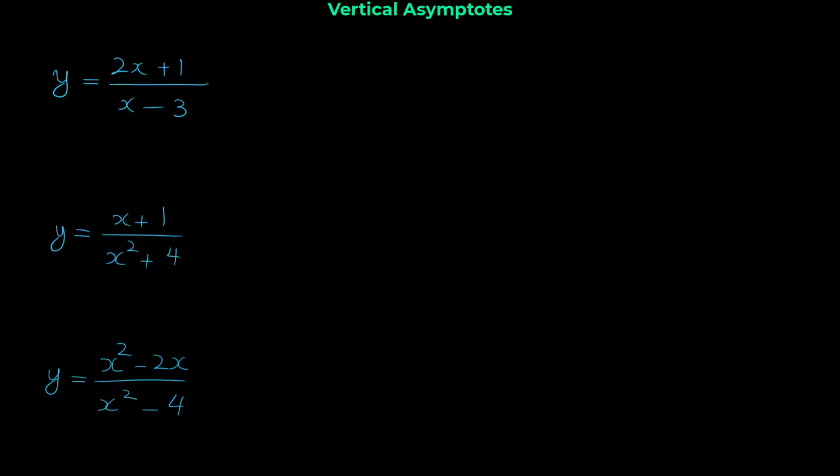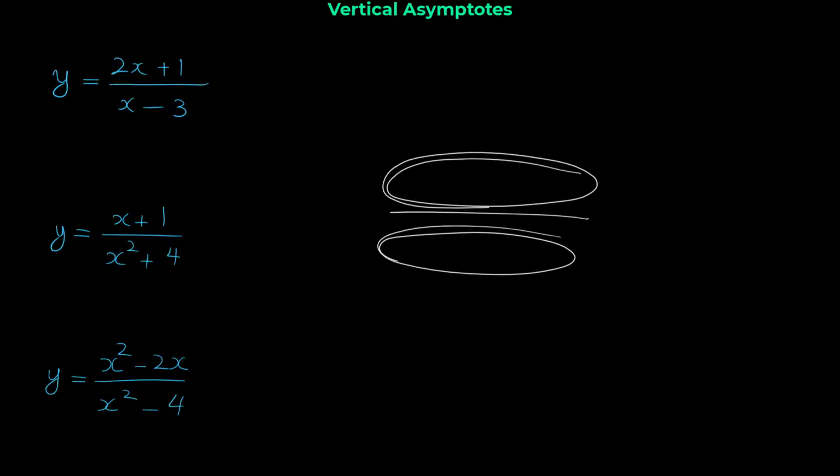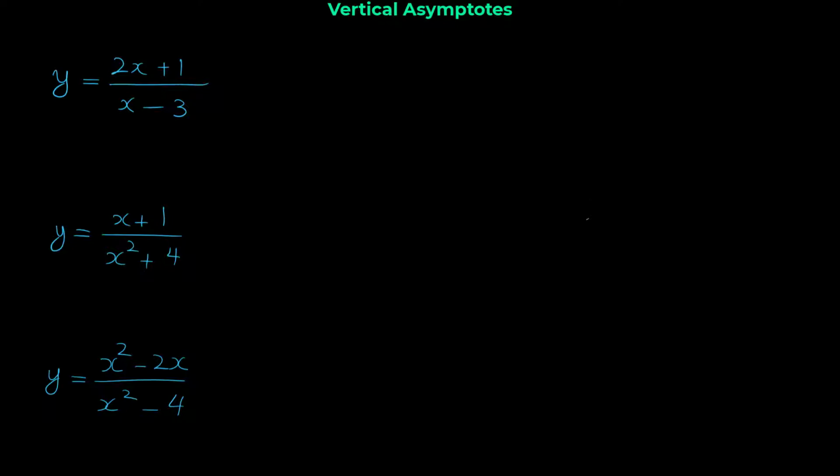Rational functions are functions that are in fraction form, and in the top, in the numerator, we have a polynomial, and in the denominator we also have a polynomial. All of these are examples of rational functions. For finding the vertical asymptotes of rational functions, simply set the denominator equal to 0 and solve the equation, and then you can find the potential vertical asymptotes.